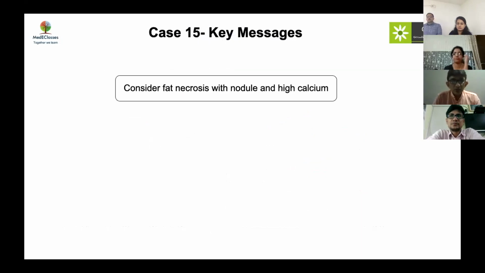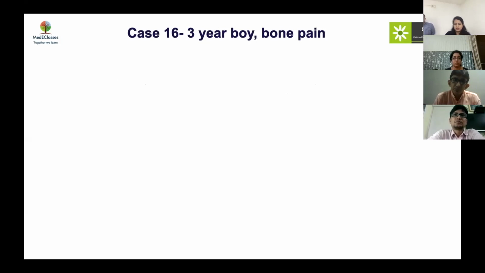So we should consider fat necrosis in a newborn with high calcium, particularly with a positive history of asphyxia or difficult labor. And they are very easily identifiable. If you think of it, you will see them as a big nodule. They look like violaceous nodules. So very easy to identify, very easy diagnosis, but missed, as Dr. Chetan said. I think this is the last case, a very interesting case.